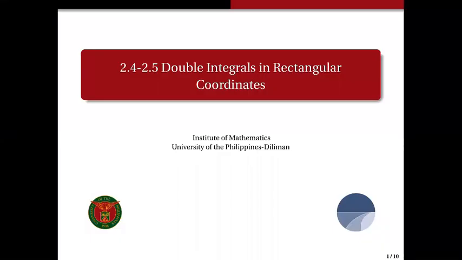So for this session, we'll be discussing double integrals in rectangular coordinates. I assume that you have watched the associated lecture videos. It's sections 2.4 and 2.5. In 2.4, it's double integrals in rectangular coordinates, and the domain or region is a rectangular region, while for 2.5, the region is more general.